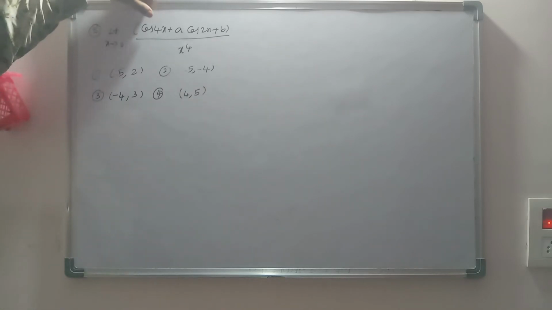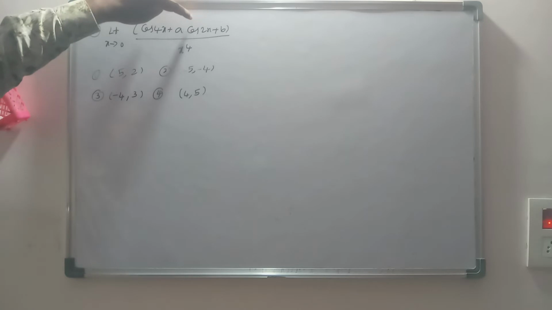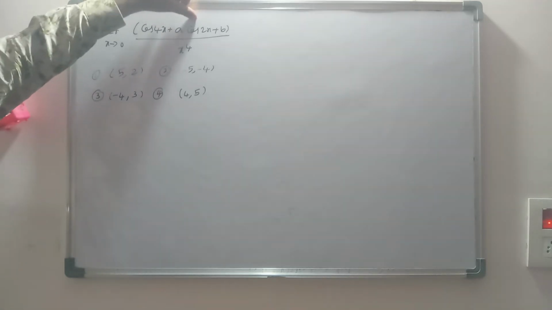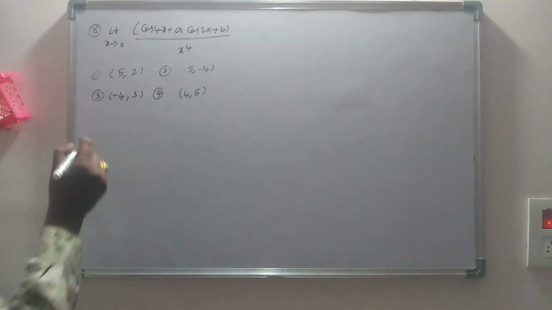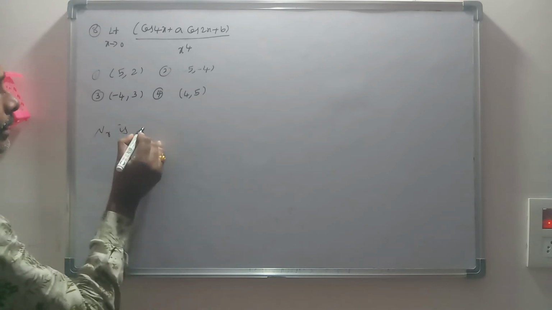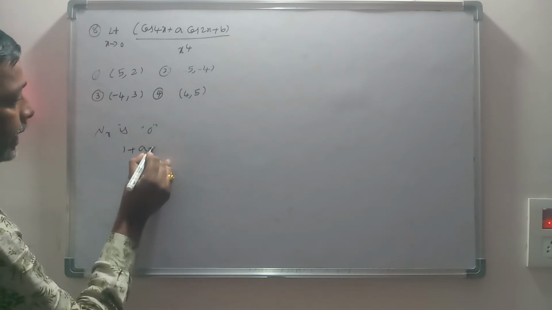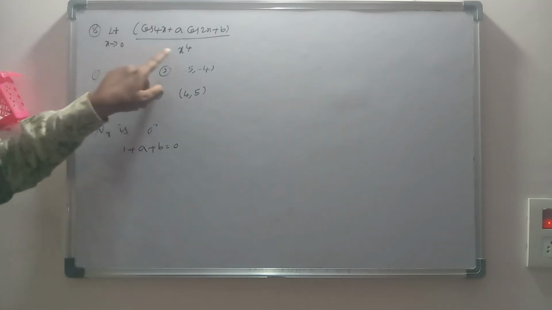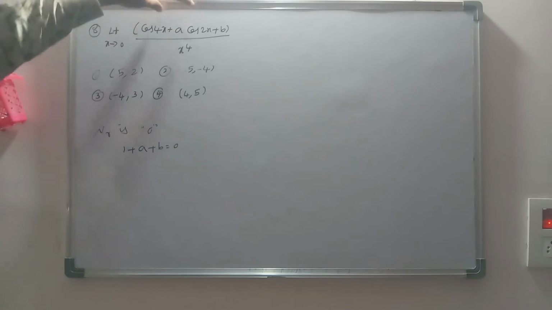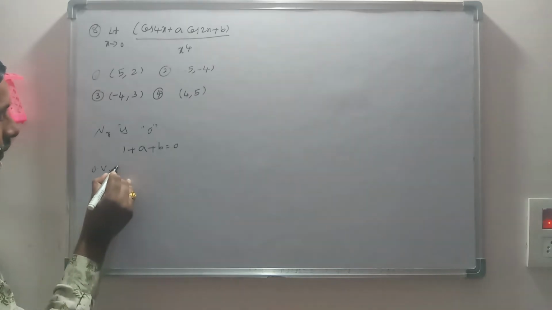Put x equal to 0. Cos 0 is 1. The numerator is 0. Put x equal to 0: 1 plus a plus b equal to 0. It is finite, so the denominator is 0 as well, a 0 by 0 form. So 1 plus a plus b equal to 0. Apply the options, option verification method.